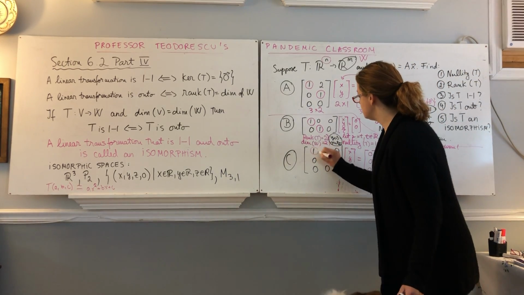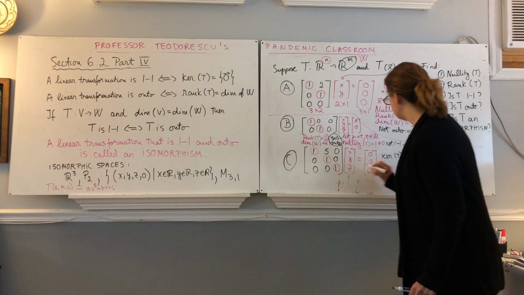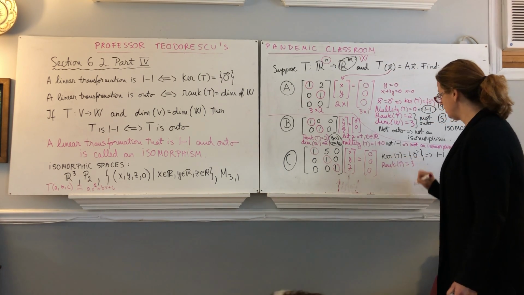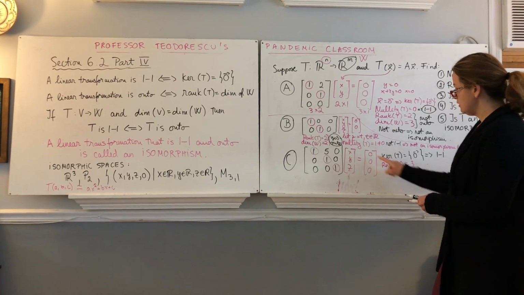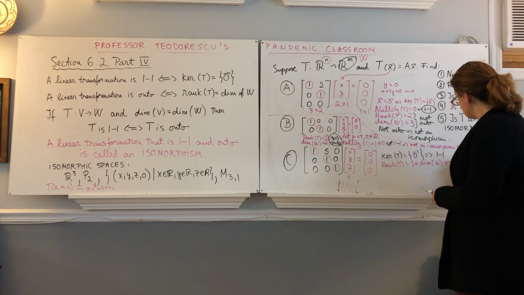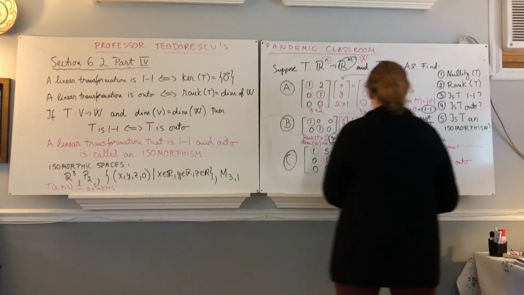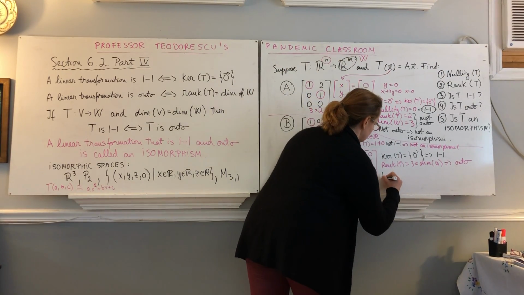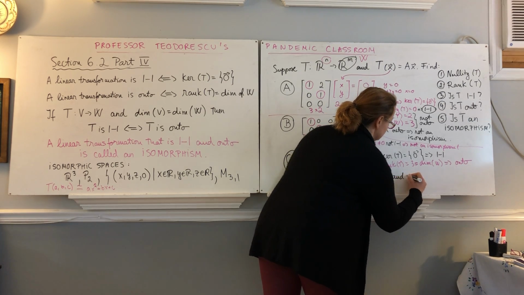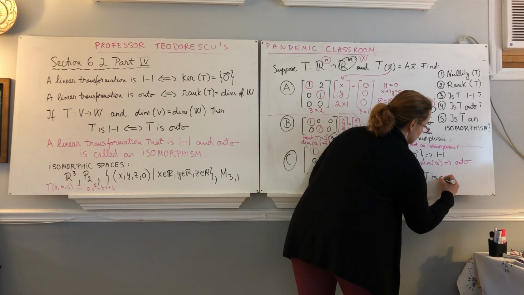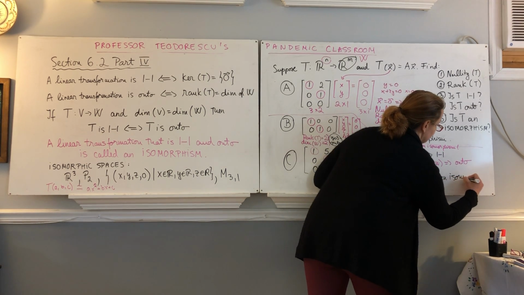If you reduce this, you see that the rank of T is 3, and that is equal to the dimension of W. That makes this onto. Because it is both 1-to-1 and onto, this transformation is an isomorphism.